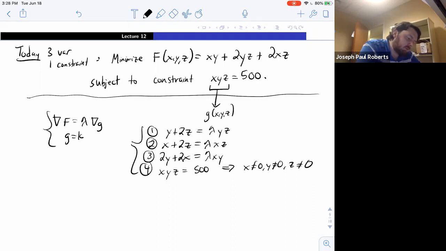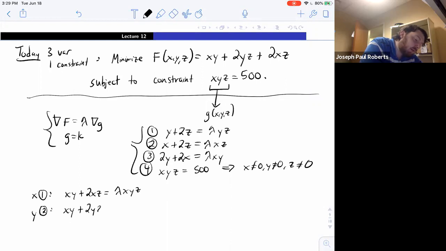I'll show you something a little bit different that occasionally can be helpful for certain problems like this. But notice if I do x times equation 1, I get xy plus 2xz is lambda xyz. If I do y times equation 2, I get xy plus 2yz equals lambda xyz. And if I do z times equation 3, I get 2yz plus 2xz equals lambda xyz.